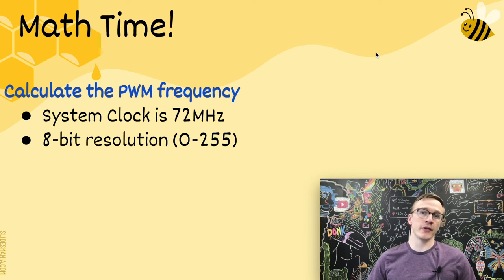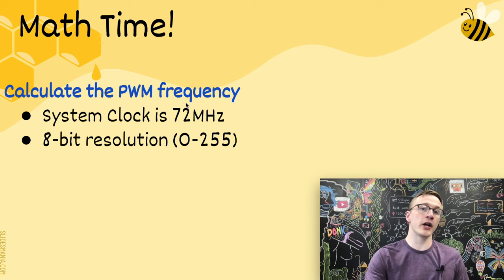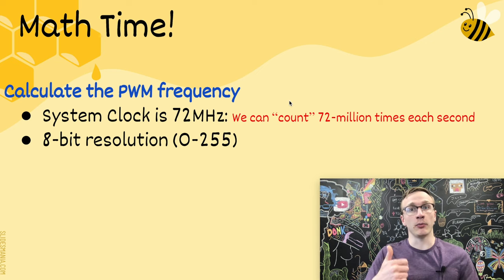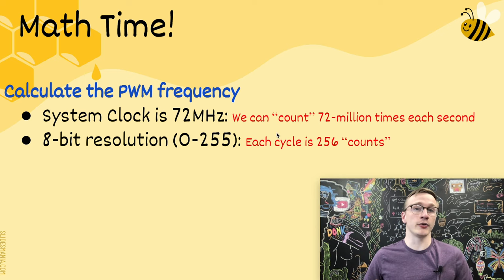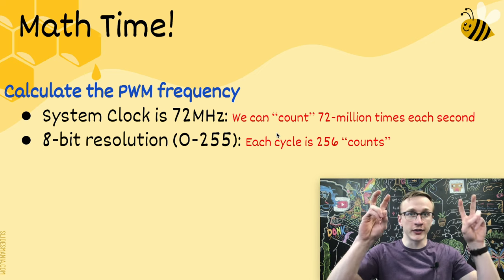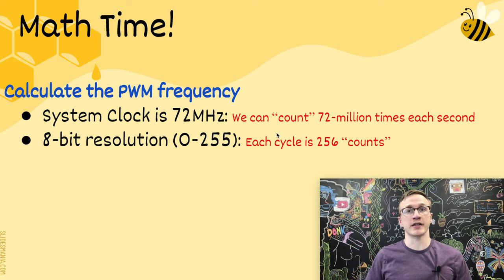With this information, let's try out a math problem. We're going to try to figure out what the PWM frequency would be for a microcontroller running at 72 MHz with an 8-bit PWM resolution. Let's reword this problem. If we assume that we can count up one number per clock cycle, that means that with a 72 MHz clock, we could count up 72 million times every second. And an 8-bit resolution means that there's 256 numbers. So each PWM cycle consists of 256 counts.